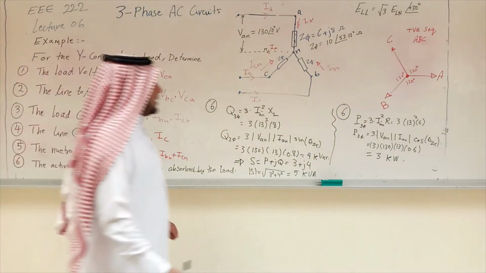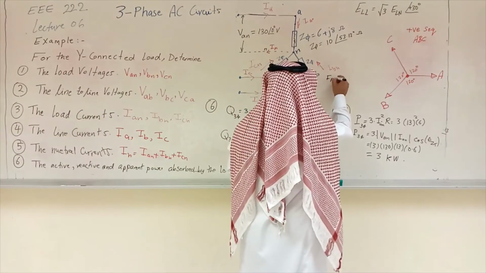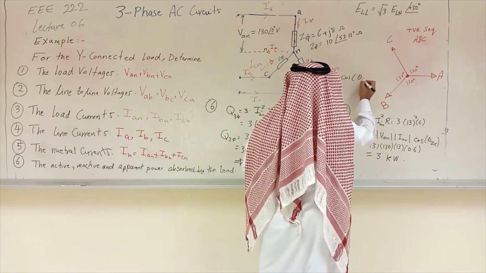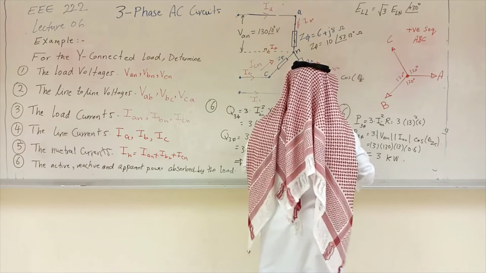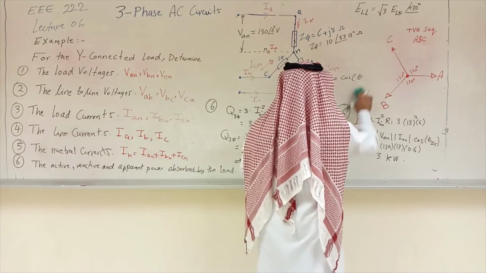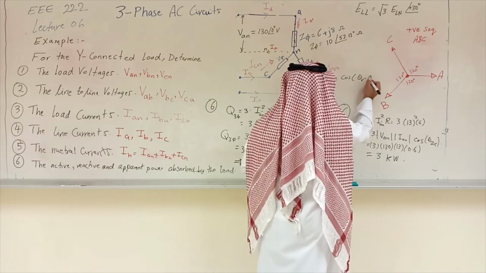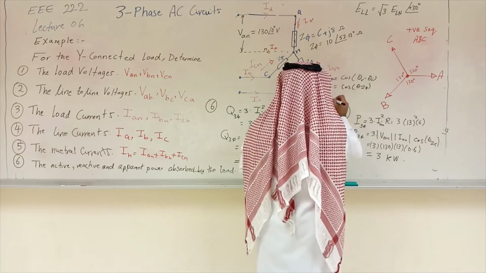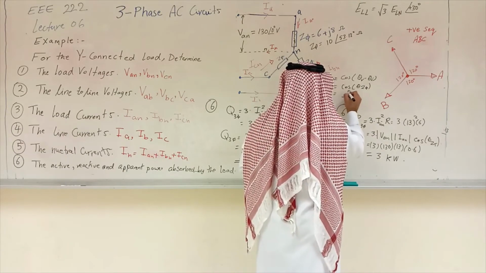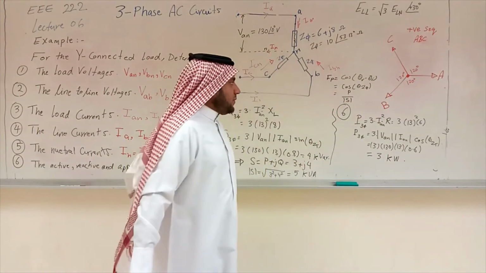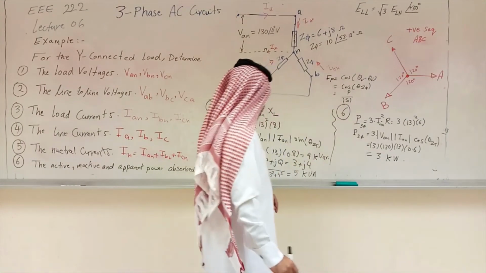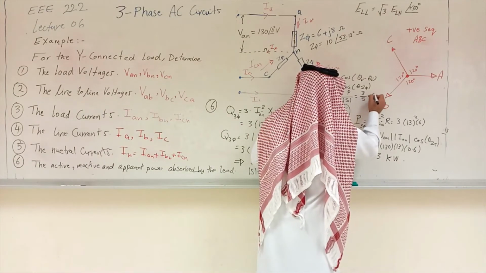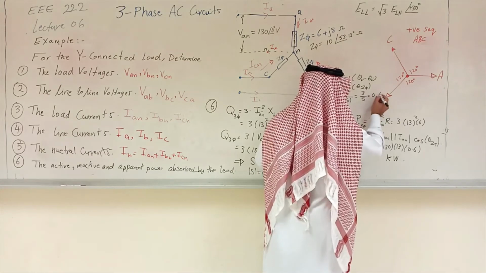What about the power factor? How do we calculate the power factor? Power factor is either cosine of theta voltage minus theta current, or cosine of theta z, or it's P over S. If you apply any one of these, P over S, how much is P? P is 3 kilowatt, S is 5 kilovolt-ampere. This is going to be 0.6 power factor.